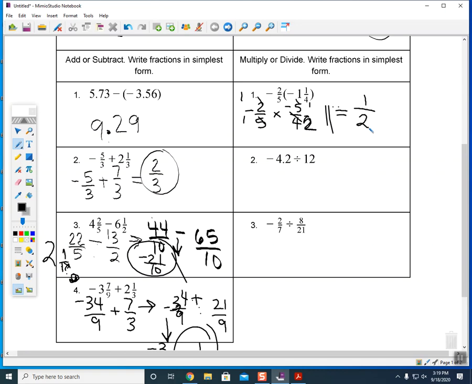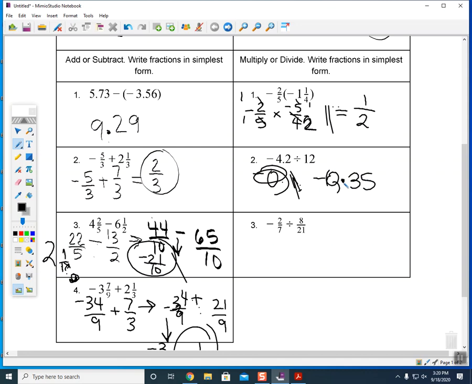This next one is in decimal form, so I can just punch this one into my calculator. Negative 4.2 divided by 12 gives me a negative 0.35. Ooh, this is not working very well today. 0.35. All right, last one here then.